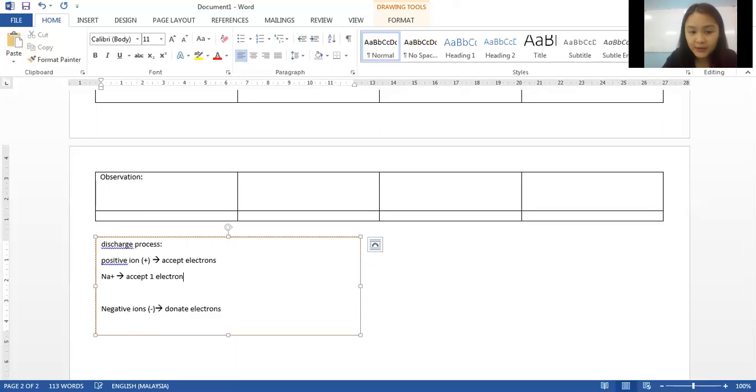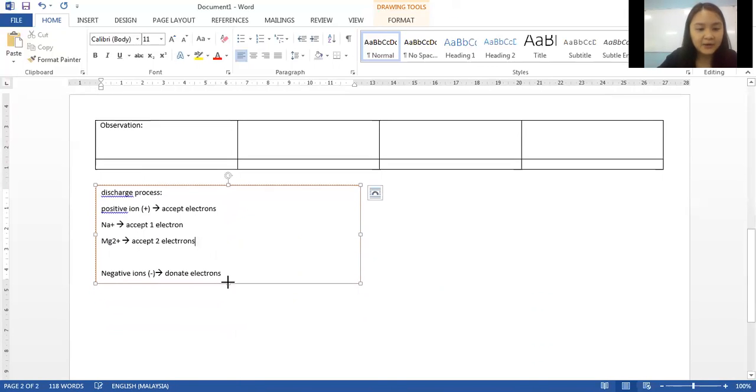Right. So one more example, how about, let's say if I have Mg2+ magnesium ion. So this is a positive ion. If you want this positive ion to discharge, it needs to accept 2 electrons. So on and so forth. All right. Now, how about negative ions then?